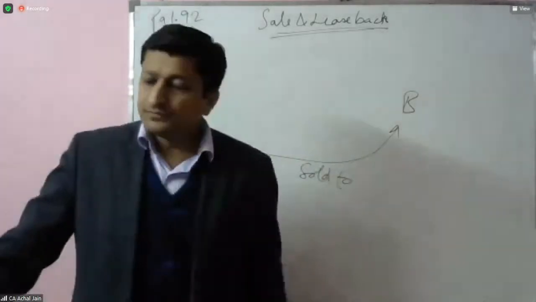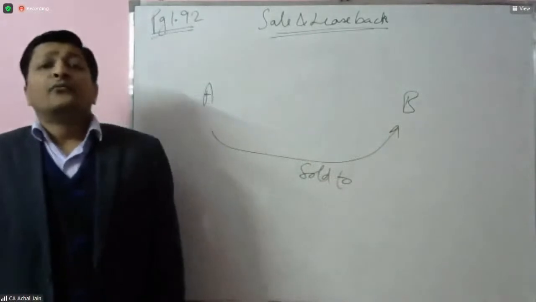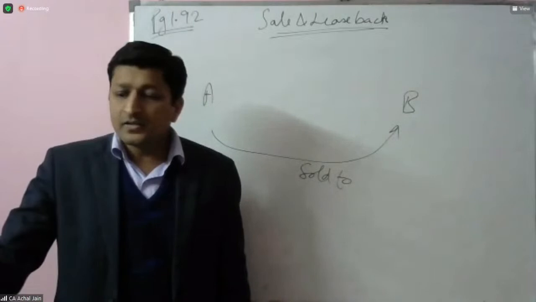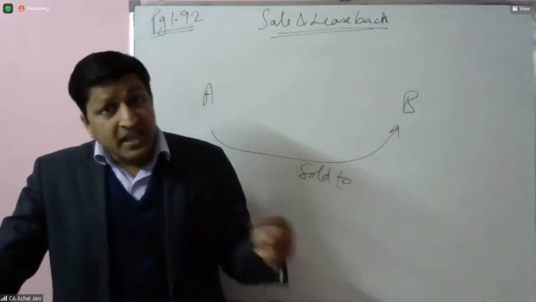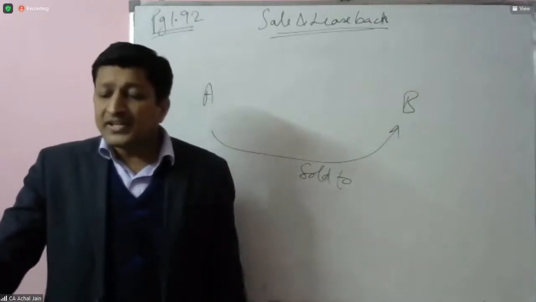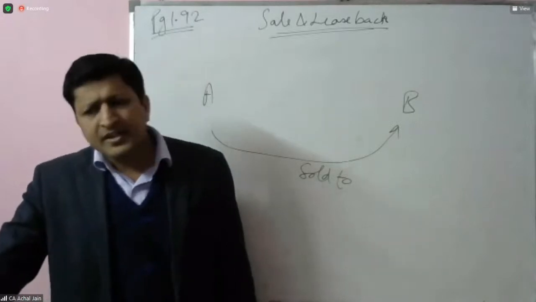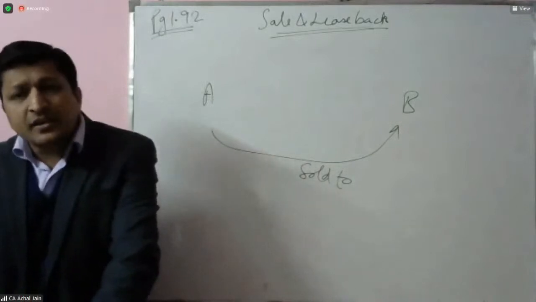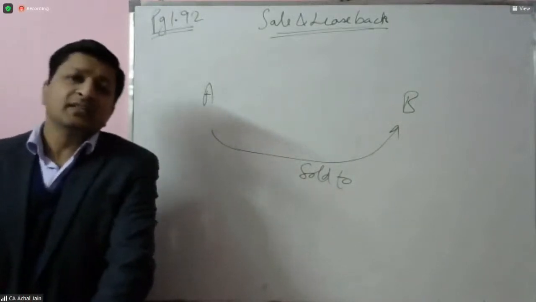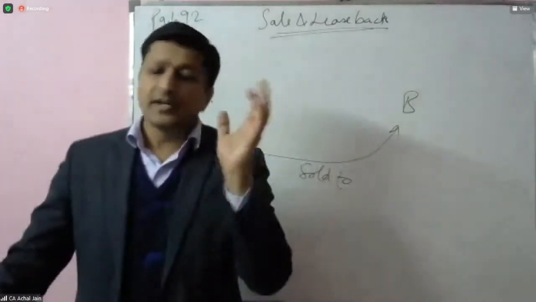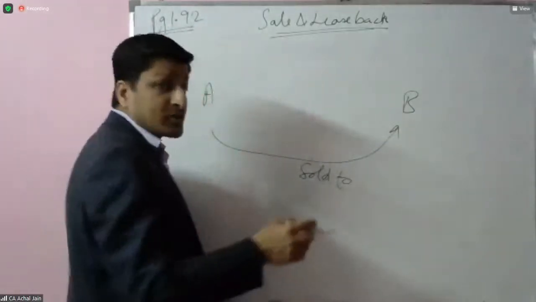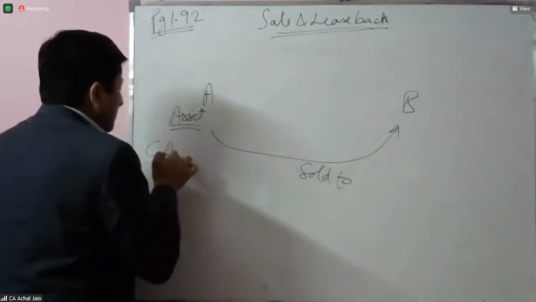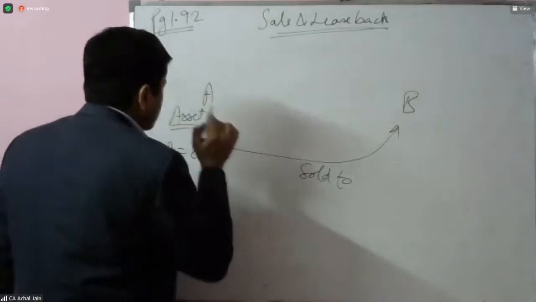Situation number two, when the sale and leaseback results in operating lease. There again, we can have various types of situations. Let's understand those. Case 1, when the sale price is equivalent to fair value, therein the profit or loss will be recognized immediately. Means, let's suppose A had an asset in its books, carrying amount at 8 lakhs.